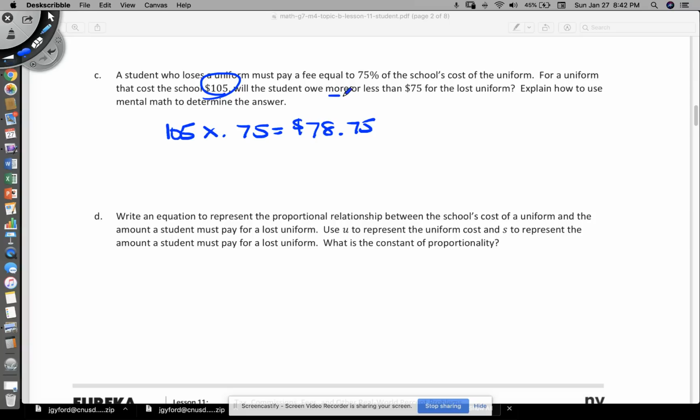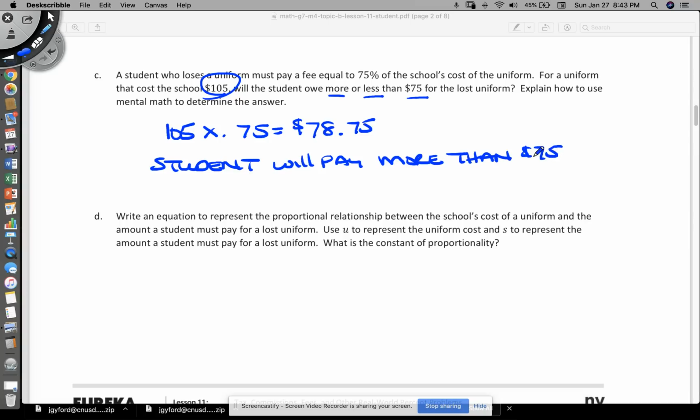Is that more or less than $75? We're going to say it's more. So we're going to say a student will pay more than $75.